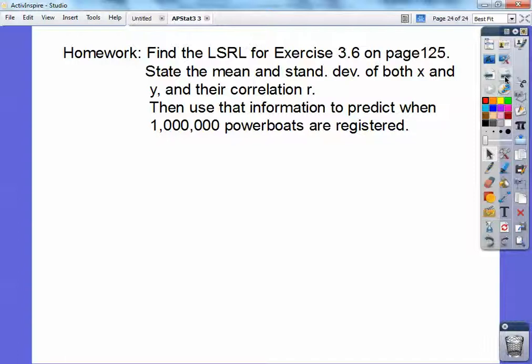You're going to find the least squares regression line for exercise 3.6 on page 125. Don't forget, I want you to state the mean and standard deviation of both the x and the y and their correlation. Okay, and then use that information to predict that for 1,000,000 power boats. That's with the power boats in, I think, the manatees in Florida.